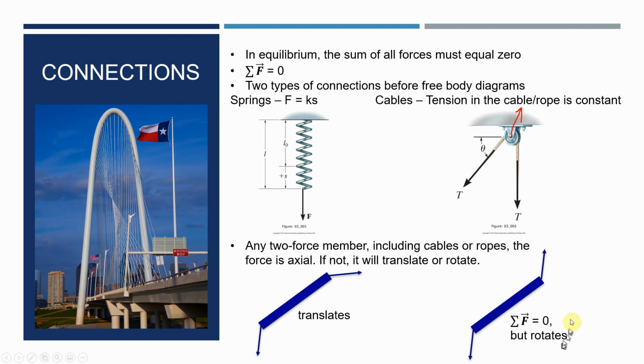Let's say the forces do sum to zero, but it will rotate if it's not axial. Only if the forces are perfectly axial will it stay put. Equal and opposite and axial. Here they're equal and opposite, but not axial. So just remember that. Ropes, cables, springs, and two force members as we move forward.